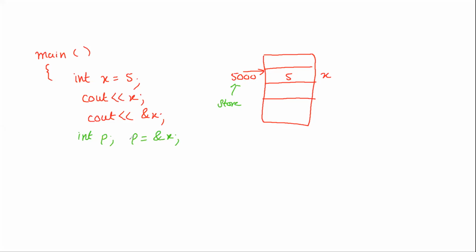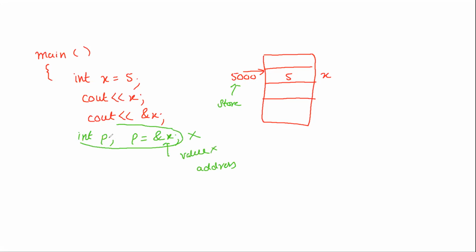So now you are saying that this P will hold the value 5,000, but unfortunately this is not legal, this is not allowed. You cannot do this. Why? Because this P is an integer. It can hold a value like 5, 10, 100, 1000, 1 million, anything. But what you are storing here is not a value. What is this? This is an address. So address is treated in a different way in programming as compared to value.